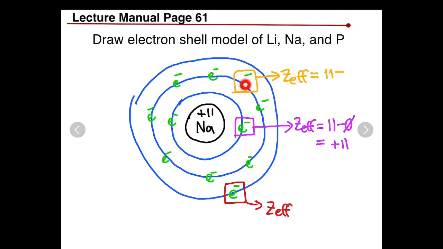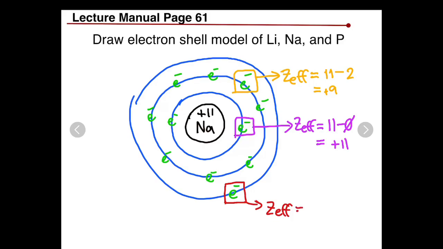Okay, so that means in this case, you are going to minus 2, because it's the number of protons minus the number of shielding electrons. The shielding electrons come from the inner electrons. So in this case, it's going to equal 9. Okay, positive 9. So that means this electron right here would experience less attractive force from the nucleus. This one would experience the strongest. Okay, so what about the last one?